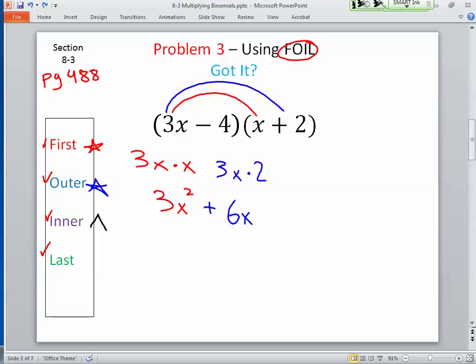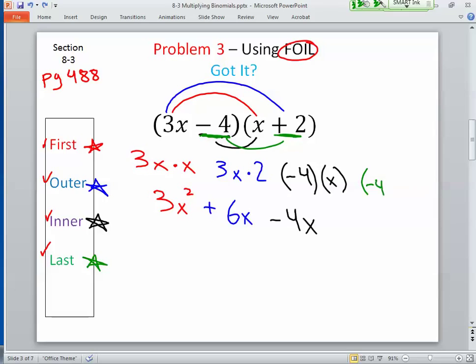Multiply my innermost two terms. That would be a negative 4. Got to include that negative to the left of it. And a positive x. Multiply those together, I'm going to get a negative 4x. And multiply my last term in each parentheses. That would be a negative 4 and a positive 2. If I multiply those together, I get a negative 8.